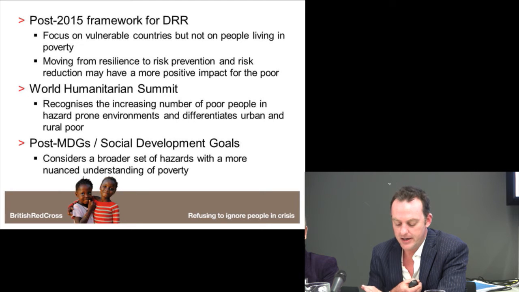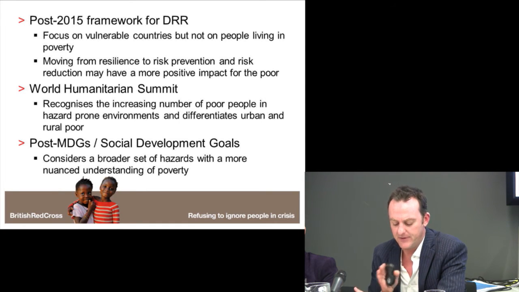None of the priorities explicitly address poverty in terms of the way in which different aspects of poverty expose people to disaster risks. It doesn't look at the impact that people who are living in poverty have on risk accumulation. Nor does it think about the way in which disaster risk can actually impact upon poverty.